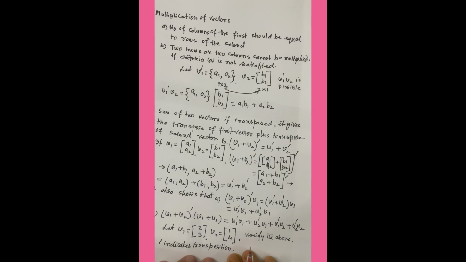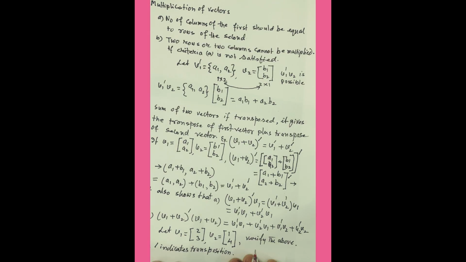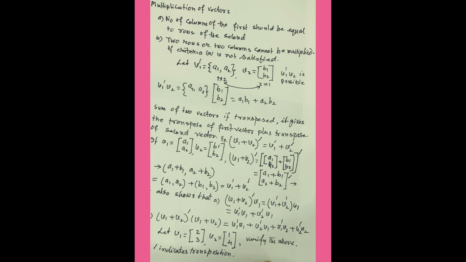So next is multiplication of vectors. The criterion is that the number of columns of the first should be equal to the number of rows of the second. So suppose there are two vectors. The number of columns of the first vector should be equal to the number of rows of the second vector. Only then is multiplication possible.